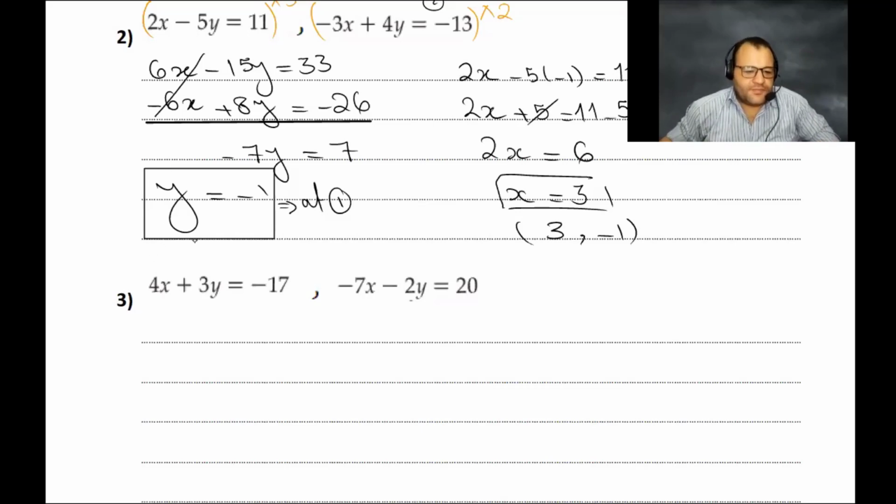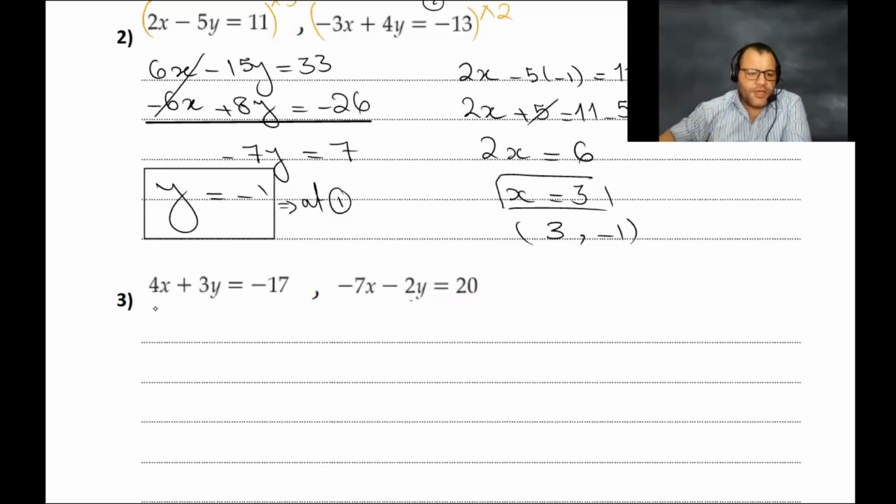Everyone who made a mistake, now you have two options. Option number 1, eliminate x. Option number 2, eliminate y. Which one do you want to eliminate? No problem for me, both of them will give the same answer. So which one do you want to eliminate? Y is easier.